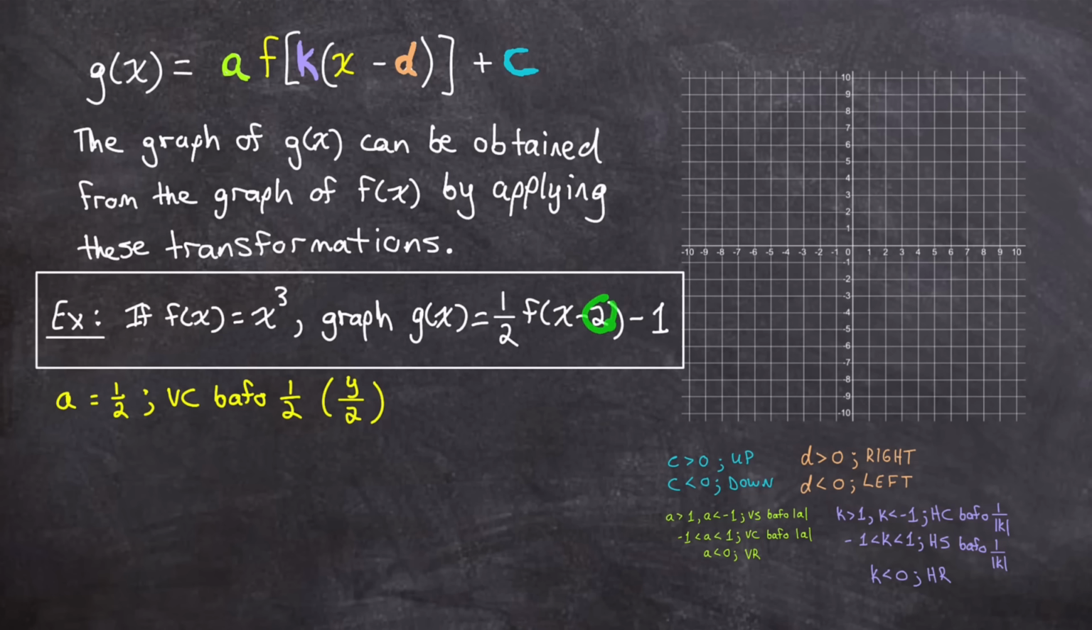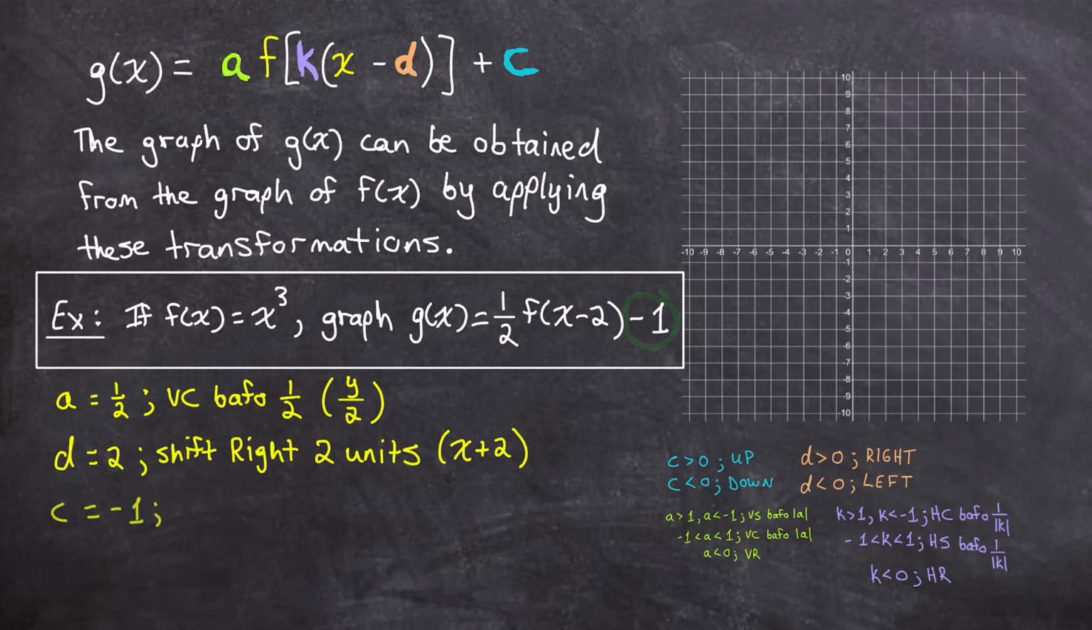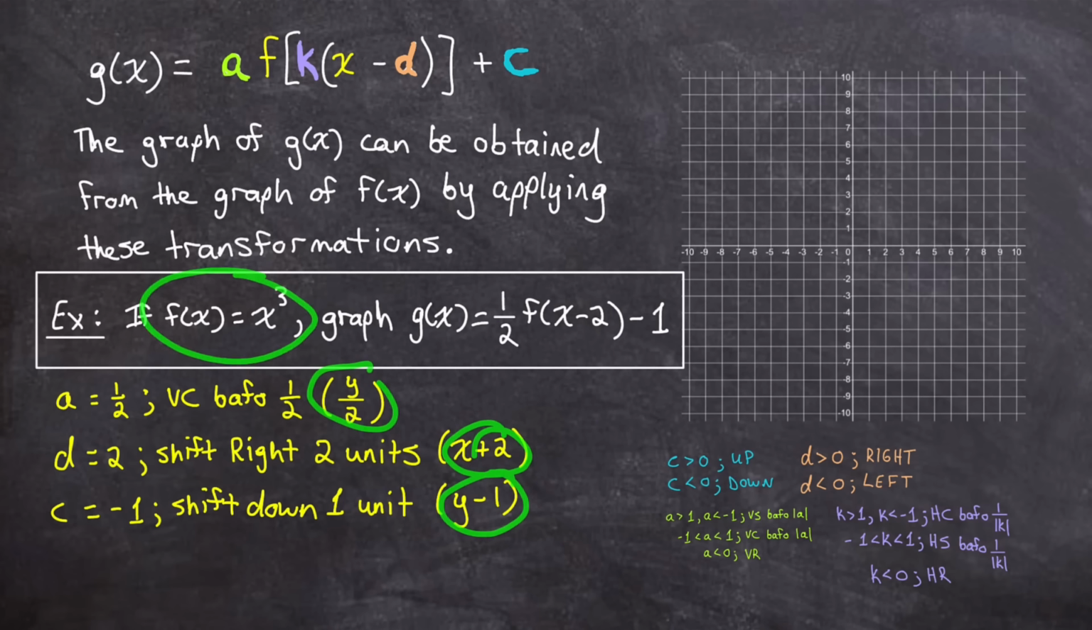And then we have a d value of 2, right? The d value is what we're subtracting from x. Since we're subtracting a 2, the d value is 2, which means the function is going to shift right 2 units. So I would have to take all the points of f of x and shift them 2 to the right. So I would have to add 2 to all of the x coordinates. And then the c value is -1, which is going to shift the graph down 1 unit. So I would have to subtract 1 from the y coordinates of all of the points on the graph of f of x. And now let me do these transformations to the points of the parent function, x cubed.